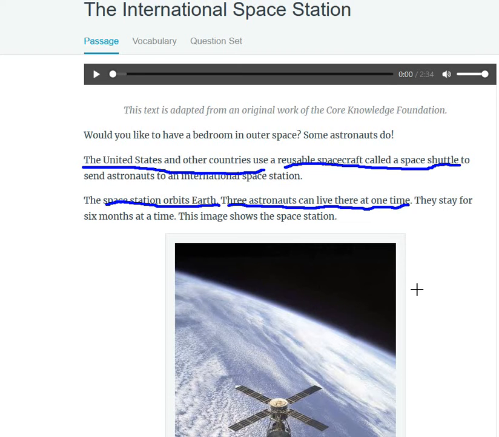And the last key detail is how long they can stay on the space station. It says they stay for 6 months at a time. And so those are going to be our first few key details at the start of this article. They're going to give us somewhat of an idea what to expect in the later paragraphs. So we know they're going to be talking about the astronauts and the International Space Station. And most likely we're going to learn more about what the astronaut's life is like on the space station.